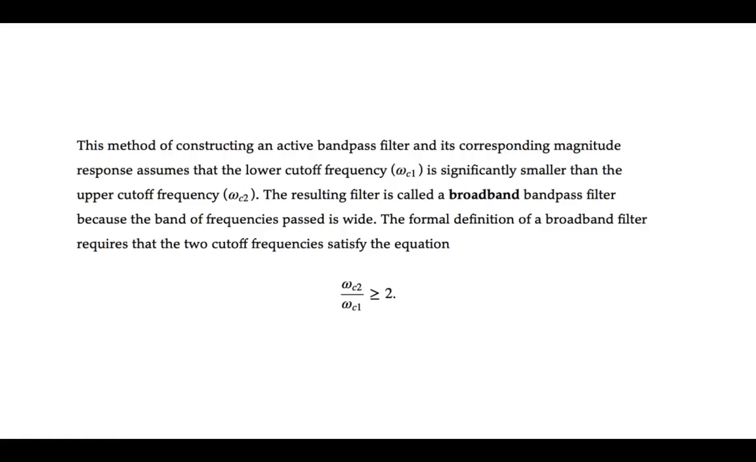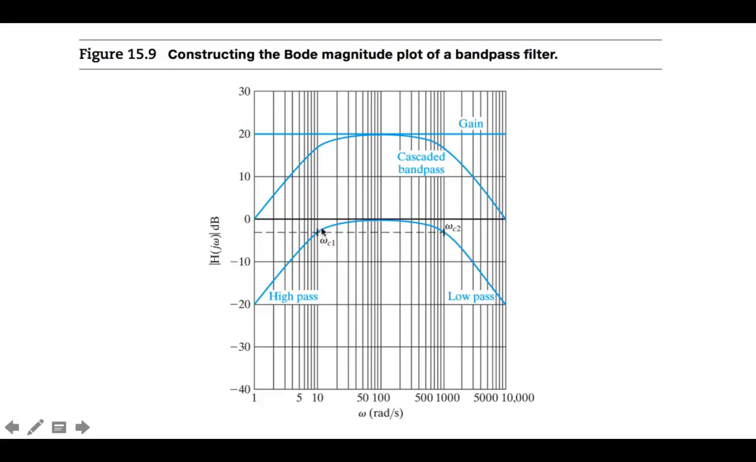There is a definition there, and that is that the ratio of omega C2 over omega C1 has to be greater than or equal to 2. So let's go back to that previous figure. If omega C2 over omega C1 is not greater than or equal to 2, you can see what's going to happen. These two 3dB points, as this gets narrower and narrower, will close in on each other. And basically, you won't really have a region where this is flat. It'll just look more like a peak if these two get closer together. So it's no longer functioning as an efficient bandpass filter.